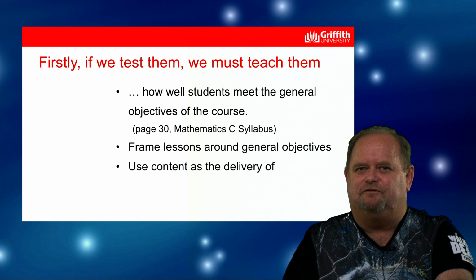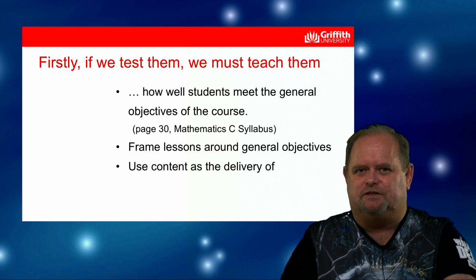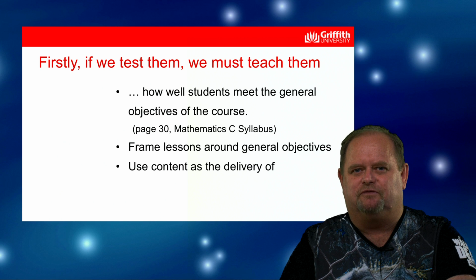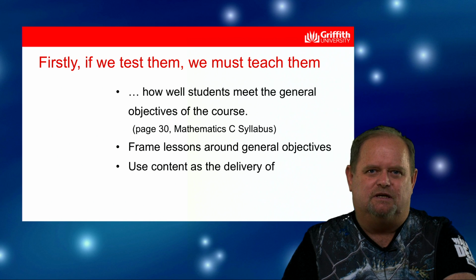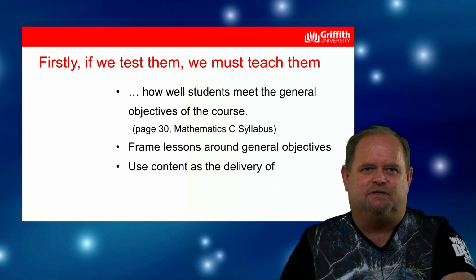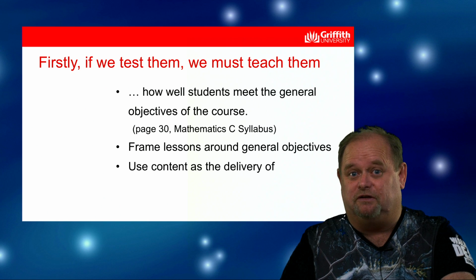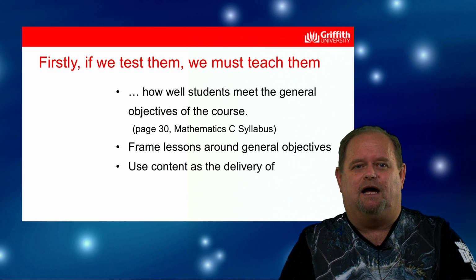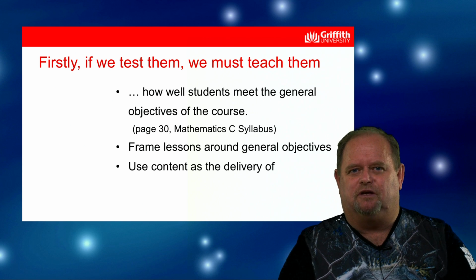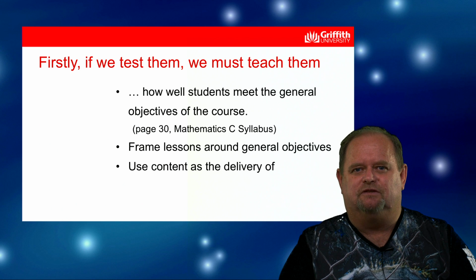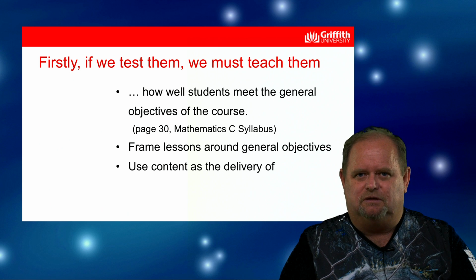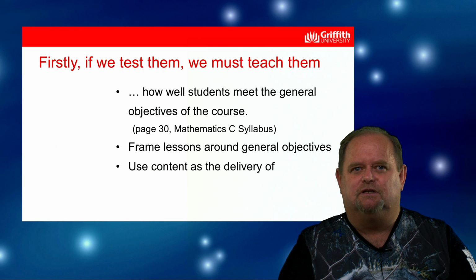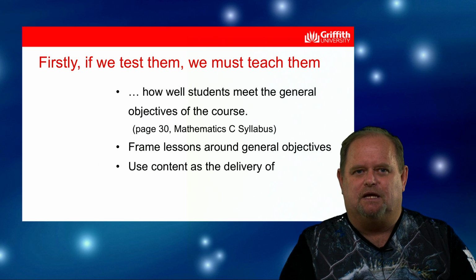So firstly, the syllabus says it's a mandatory part of the course that we have to assess the three general objectives: CAPS, MAPS and CAGs. First of all, if we're going to assess it, we certainly have to teach it. I thought that would be obvious. And what we need to do with those general objectives is find out how well students meet them in their assessment.